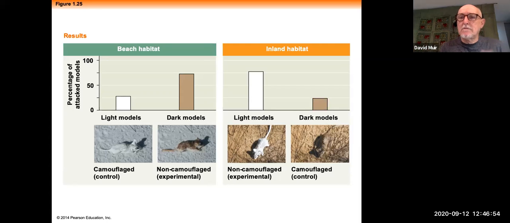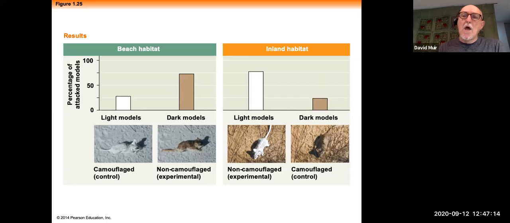What conclusions can you draw that might answer our hypothesis that camouflage protects? There's absolutely no answer whatsoever. It doesn't tell you anything. It just tells you that mice get attacked. That's all that there is to it.